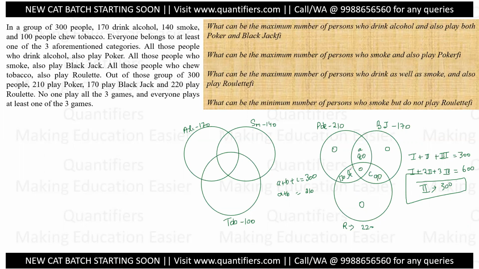Is this clear? Yes or no? Out of these 170 people playing poker, only 80 can be common with blackjack. Is this clear? Now try the other one, please. Try the next one once.